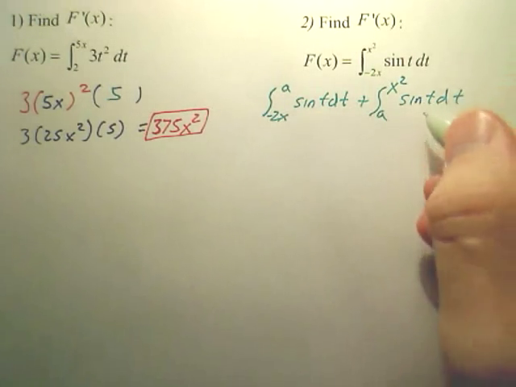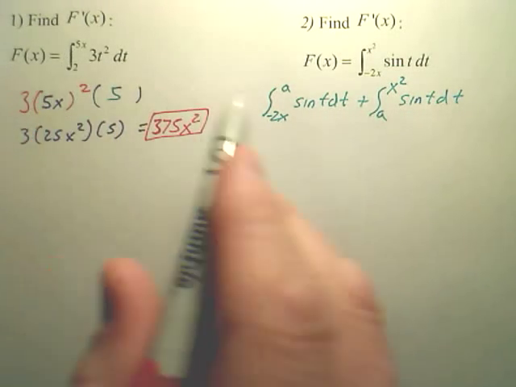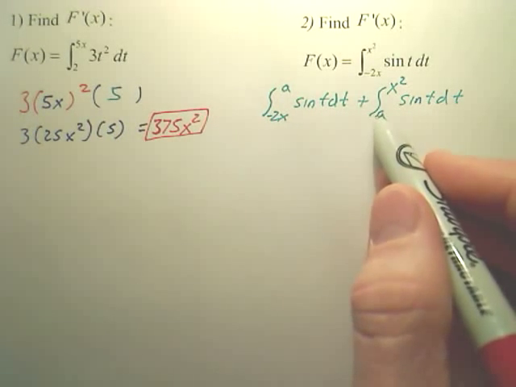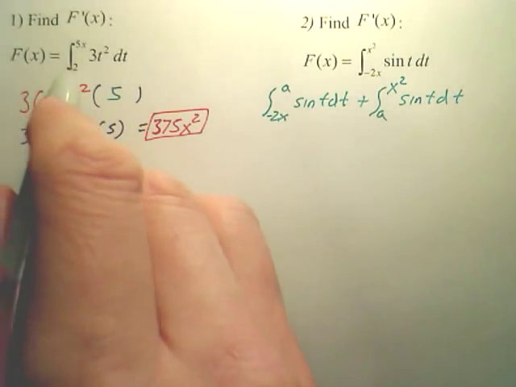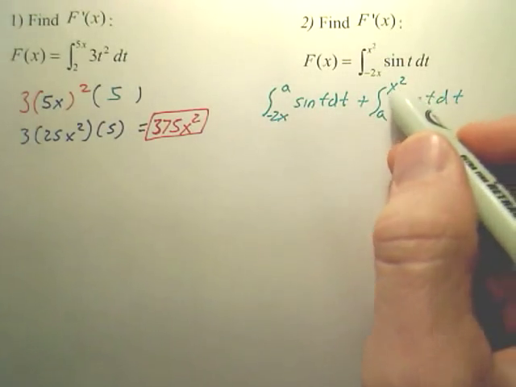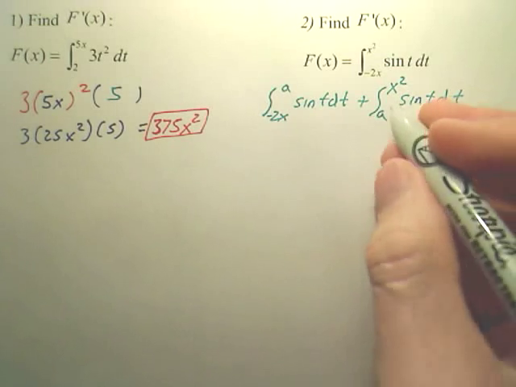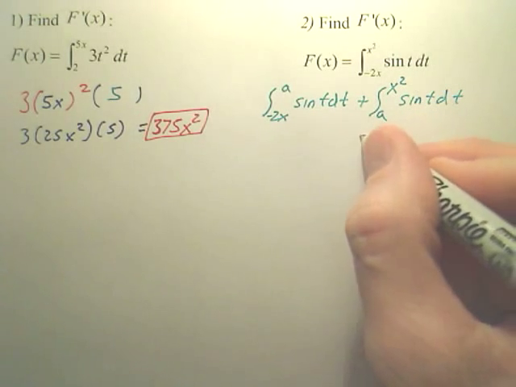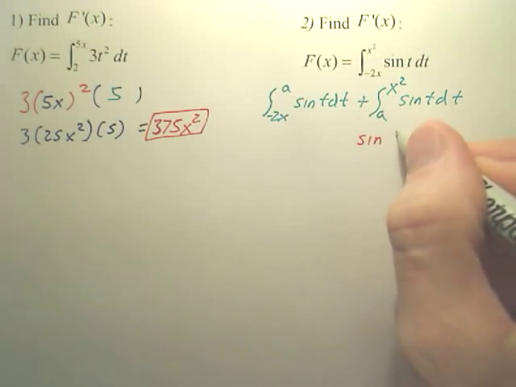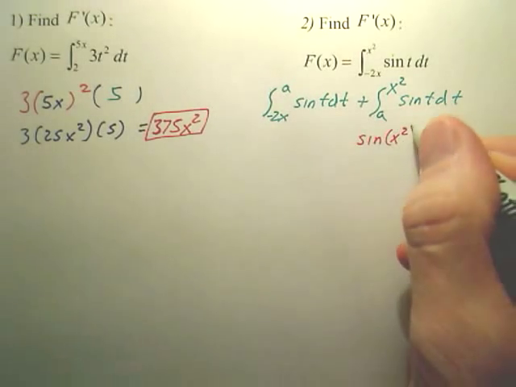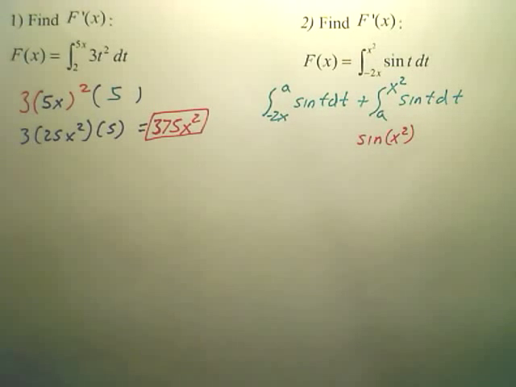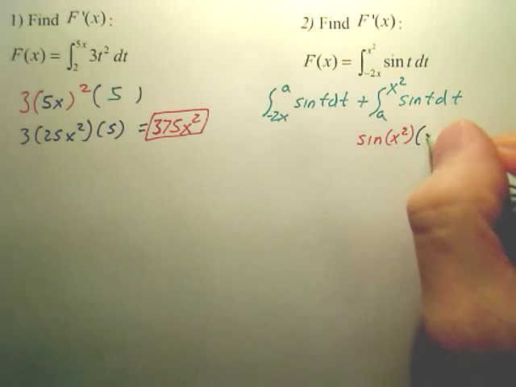So once you set up both of these, this one looks a lot like the first problem, because a is a constant, just like 2 is a constant. So this side is real simple. You simply take the x squared, plug it in, and you get sine x squared. And then you have to derive x squared, and you get 2x.